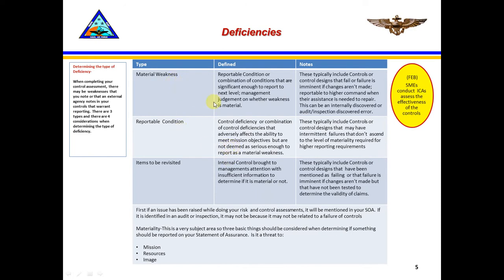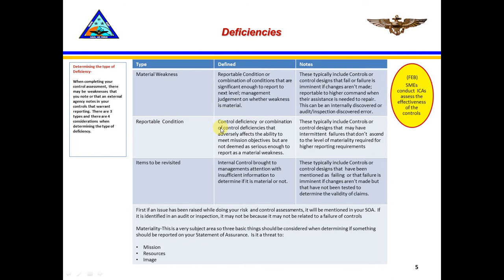So a material weakness is something that is serious enough to report up to the next level. Maybe it's something that we can't control or have no control over, like staffing levels, or it can be a complete failure of a control. The control they have in place has failed, or failure is imminent, or there are just no controls in place, or the controls in place are not compliant with a regulation.